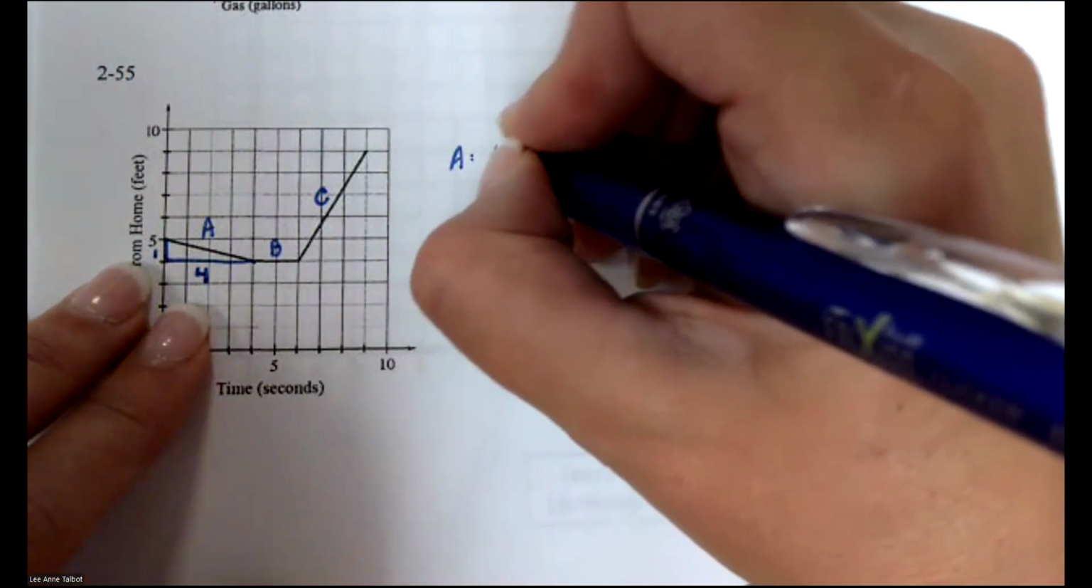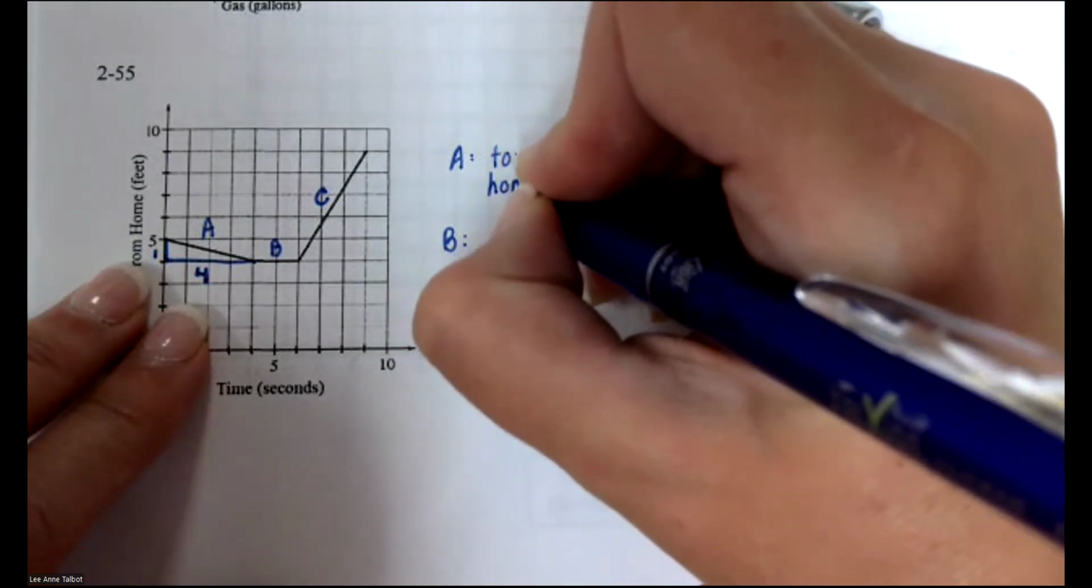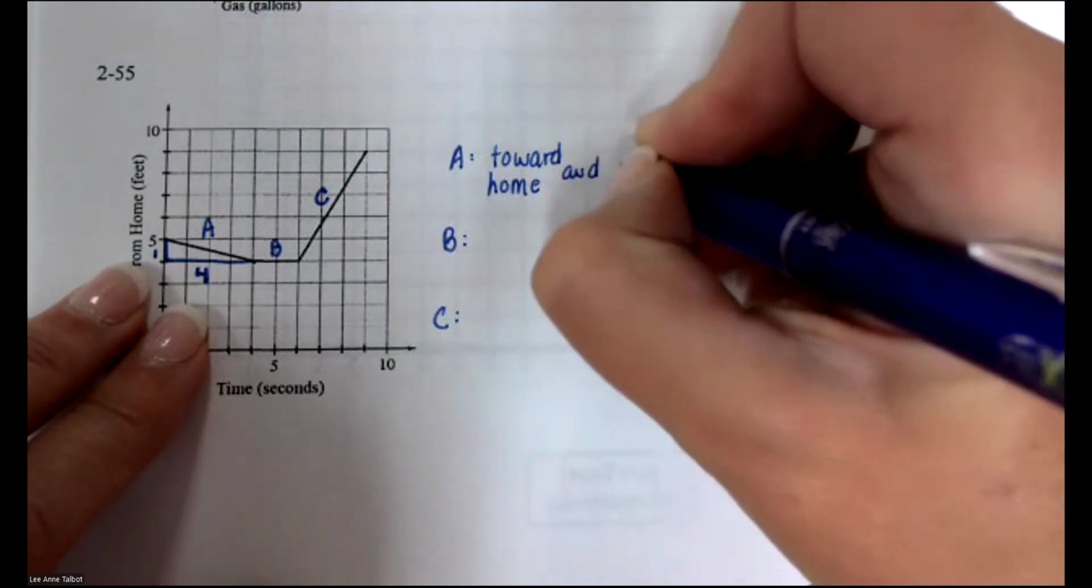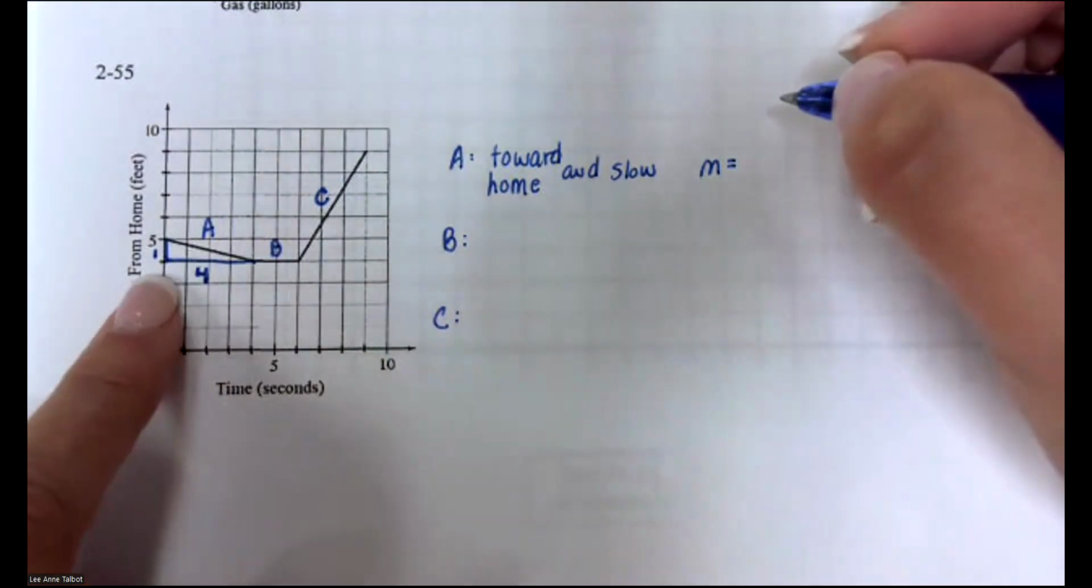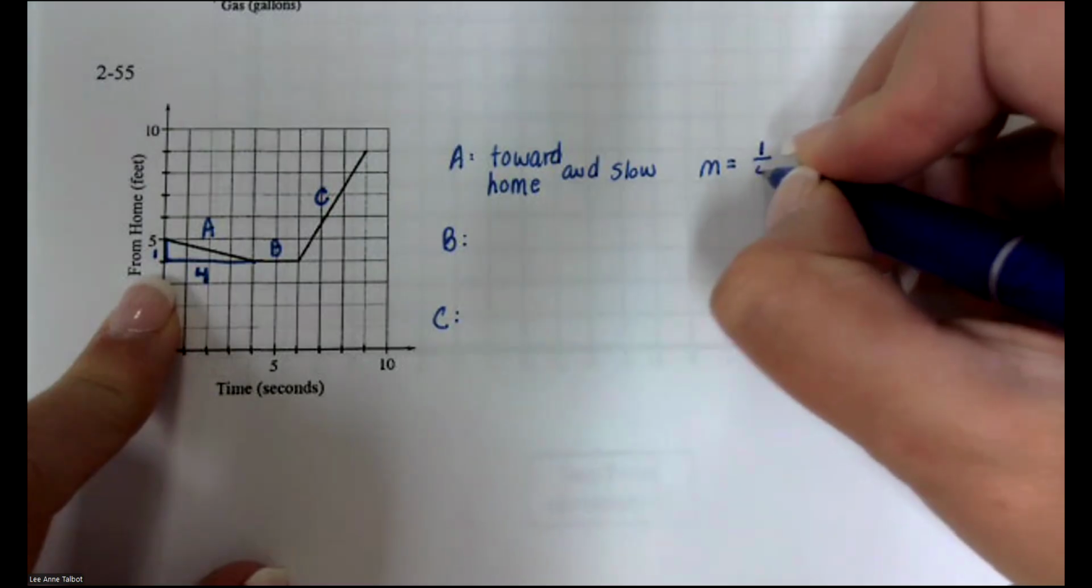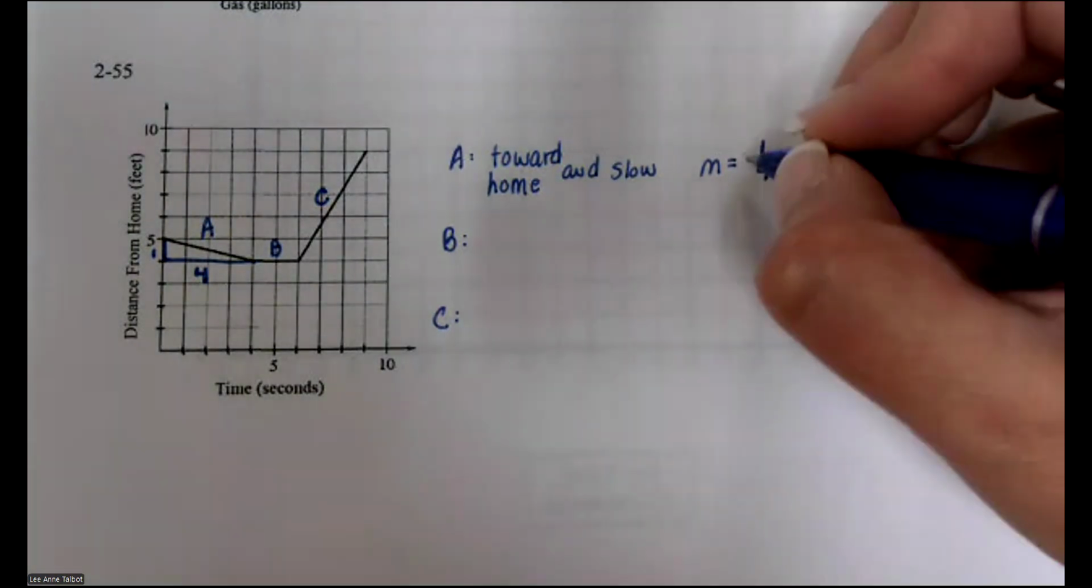Okay, so the first thing I want to say about A is they're going toward home and slow. And it's slow because this is not very steep. The slope is rise over run. However, what do you notice about the sign of it? Negative, yeah.